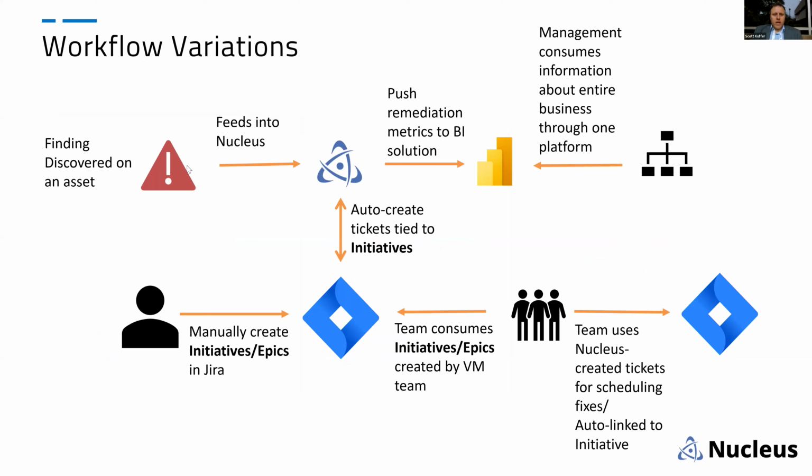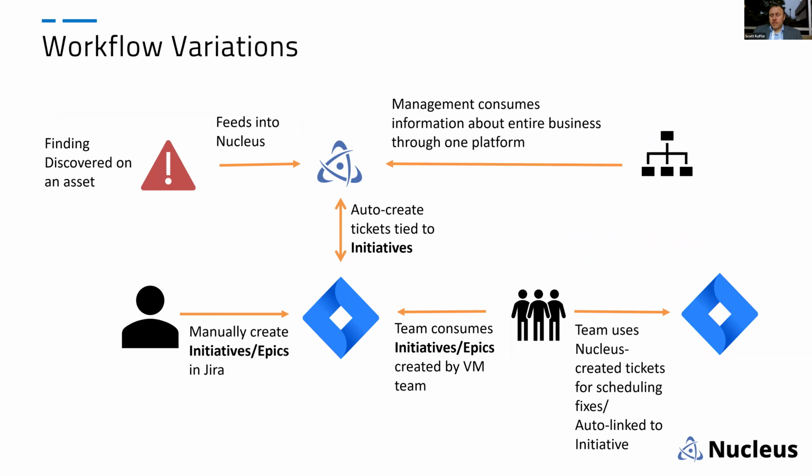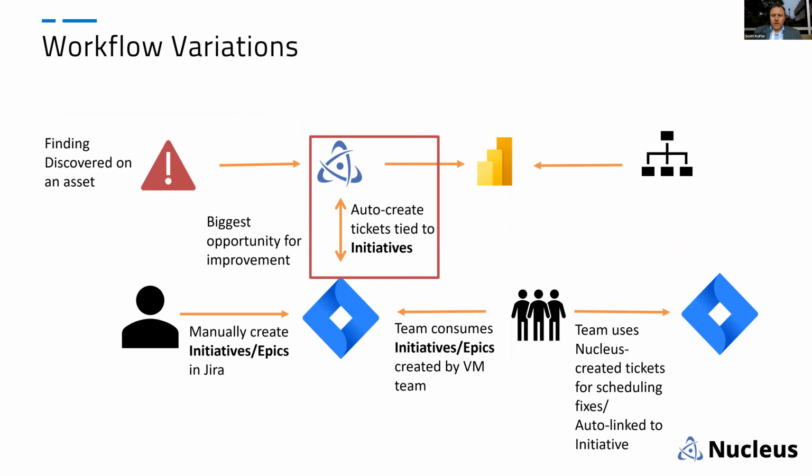Now, as a reminder, this was what we were looking at. Let's look at some variations of how you can make this happen, right? So this is just an example. It doesn't have to be just Power BI and Jira and all of those things. For example, management could actually log directly into a tool like Nucleus, depending on your reporting requirements too. So you can start to simplify some of the workflows. You have the ability to change how certain things happen.